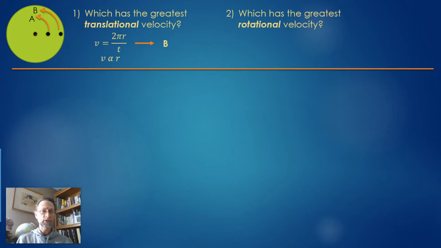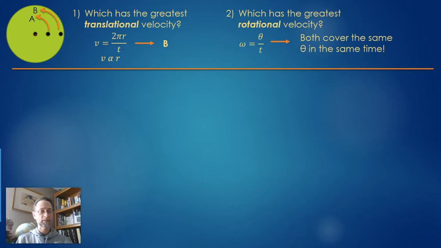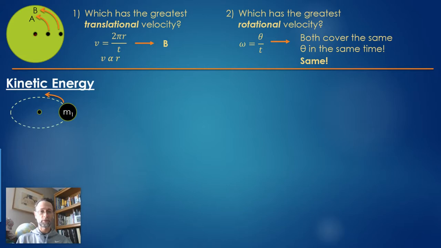Now, the second question then is, which one of these has the greatest rotational velocity? And think through this. So remember that rotational velocity is the radians per second, which is your theta that you cover in the amount of time. Well, don't both of these cover the same amount of theta in the same amount of time? They both cover 2 pi radians, which means that in that case, they're both going to have the same rotational velocity. Now, file that in the back of your head. That's going to become important here in a second.